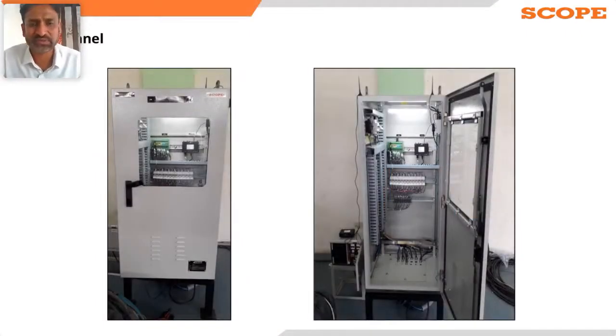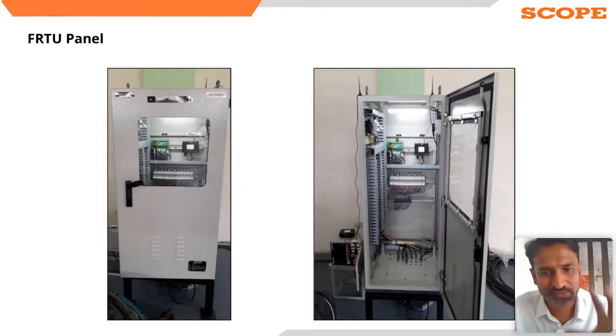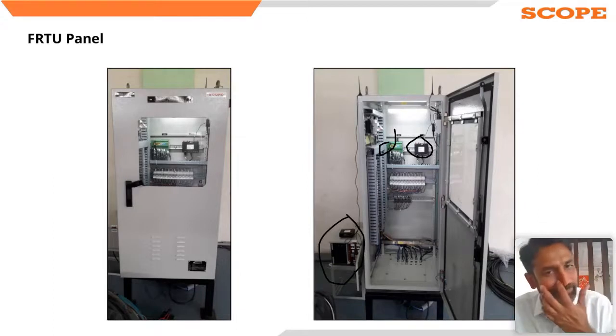These are the RTUs installed under the RT-DAS system. It is a very small RTU box, and inside it is the RTU. You can see the RTU, and the black one is the modem. This is the earthing system, and everything is connected to the RTU. And this is a DCPS, which we use to provide the DC supply.